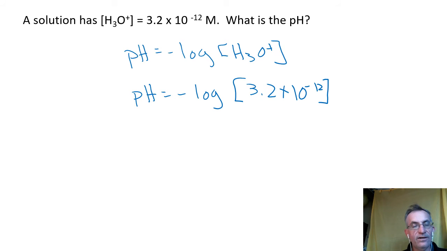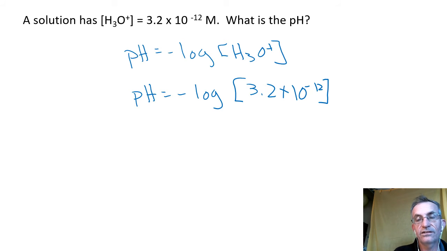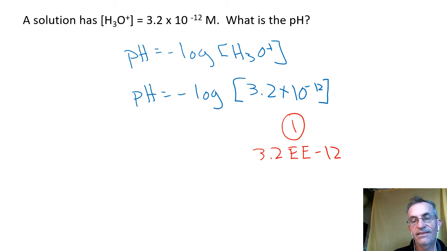Now, again, depending on what calculator you own, what calculator you went and bought, the way you enter this on your calculator could be a little bit different. Let me tell you the two common ways. If you have the same calculator I've been using all semester, this is the way you're going to enter it. First thing you're going to do is type in the number. So that would be 3.2 EE minus 12. Type in that number. Then you're going to hit the log button.